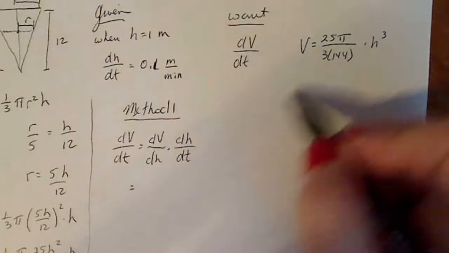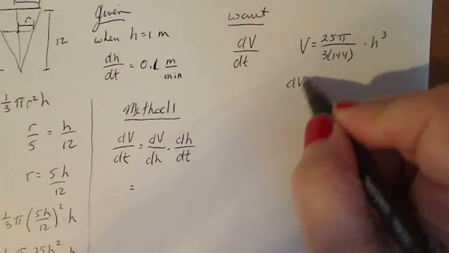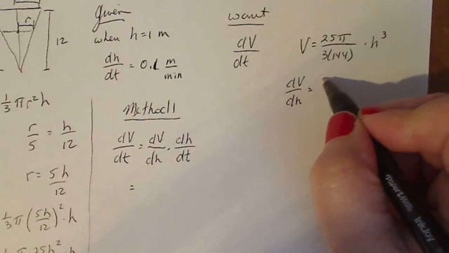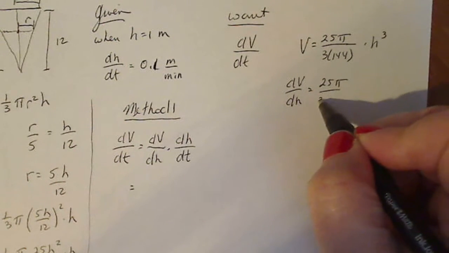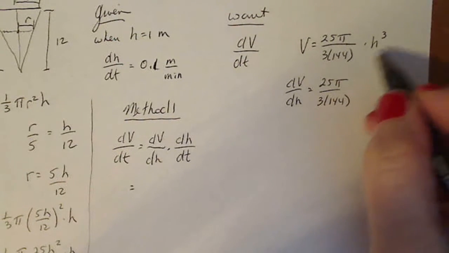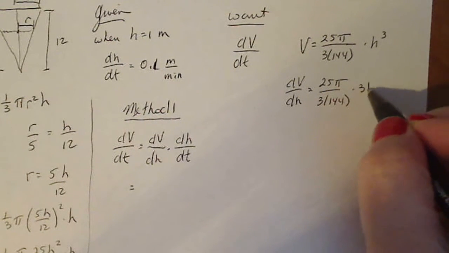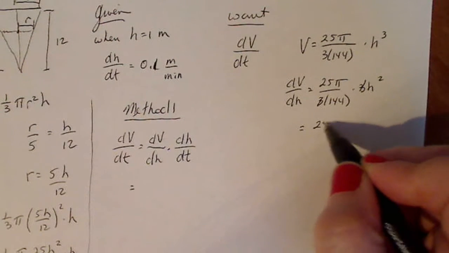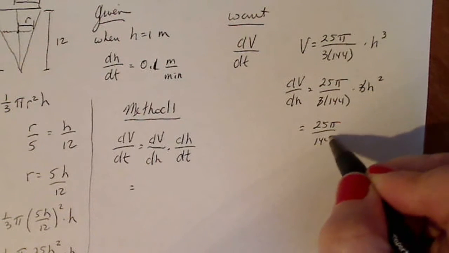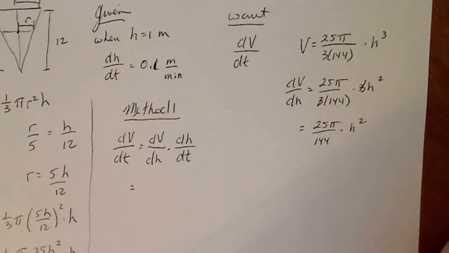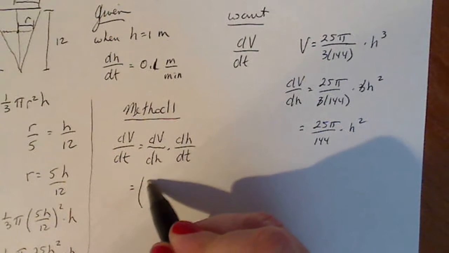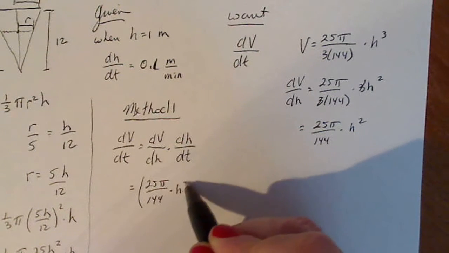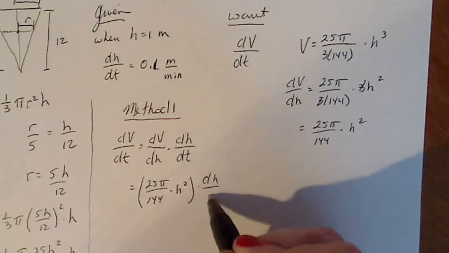So dV/dH, well, I can come over here and calculate dV/dH, pretty straightforward. That's going to be 25 pi over 3 times 144. Since that's a constant, I just don't worry about it. Then I take the derivative of h cubed, 3h squared. Notice those 3's go away. So I'm left with 25 pi over 144 times h squared. So I'm going to put that in here: 25 pi divided by 144 times h squared times dH/dt.